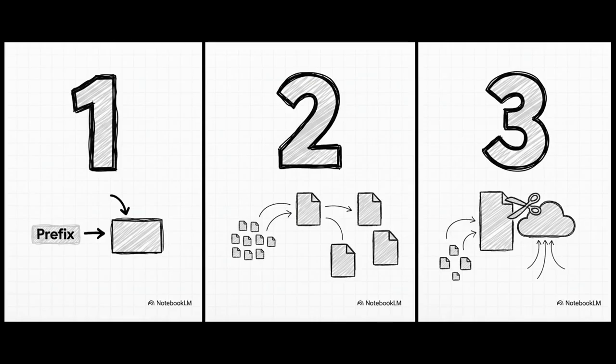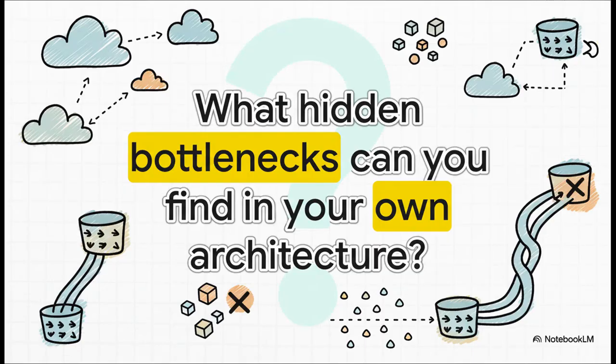Number 2, to get insane throughput for lots of small files, randomize your prefixes. Spread that load across as many partitions as you can. And number 3, for any big file, just use multi-part upload. It's the best way to max out your bandwidth. At the end of the day, what we've really learned here is how to work with S3's design instead of fighting against it. And that's a powerful lesson that goes way beyond just this one service.